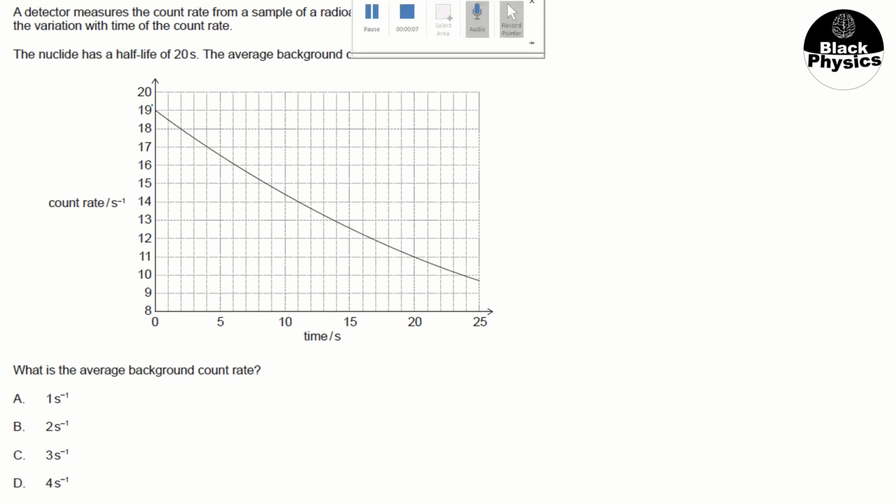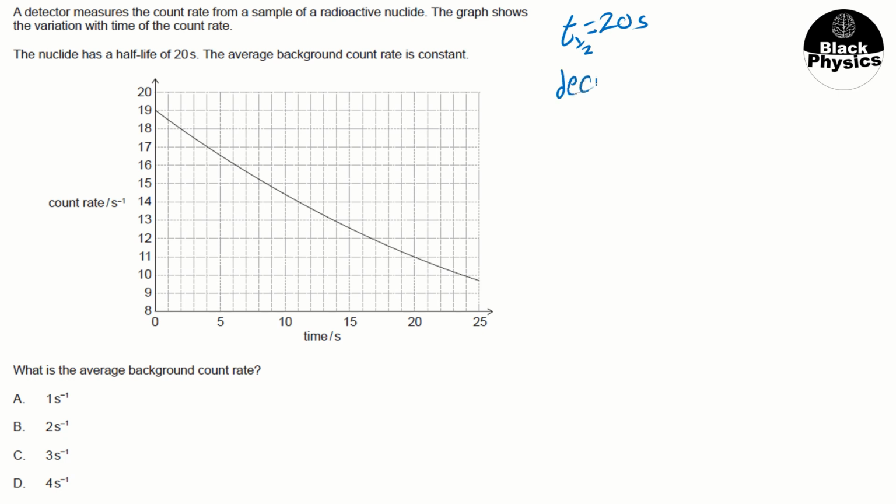Okay, so we have here radioactive decay, nuclide decay. The graph shows count rate per time. The nuclide has a half-life time of 20 seconds. So at time equals 20 seconds, this is half-life time. This means that the count rate should decrease by 50% of the original value regarding the sample.